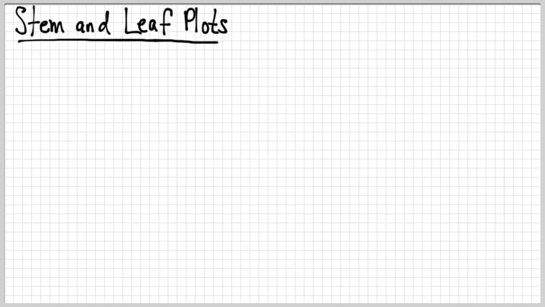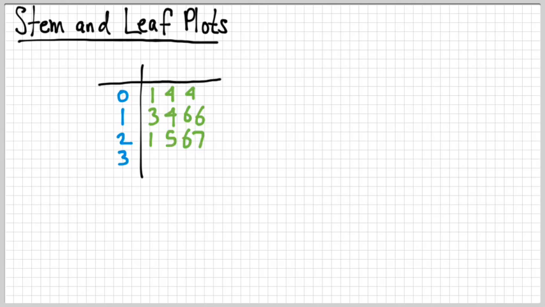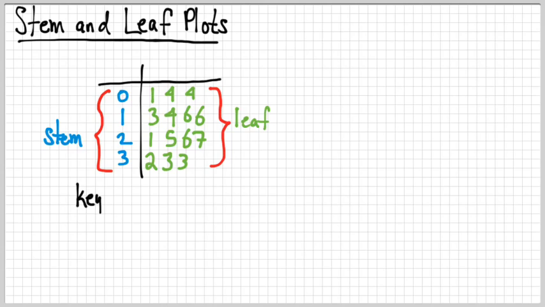Alright, so let's get right into it and look at what a stem and leaf plot looks like. It's kind of this T-bar graph type thing. Over here we have our stem, and over here we have the leaf, or leaves, whatever you want to call it. Stem and leaf, hence the name. A stem and leaf plot is always going to have a key.